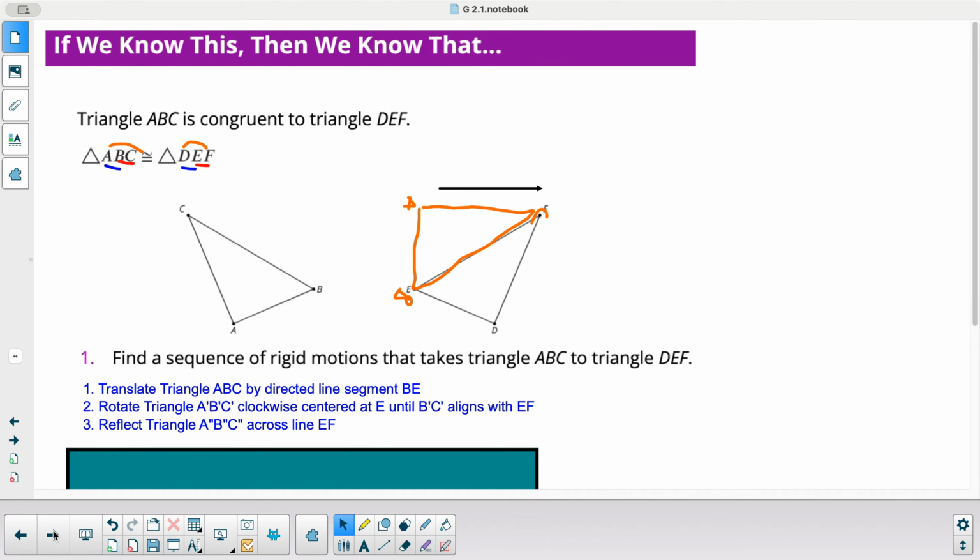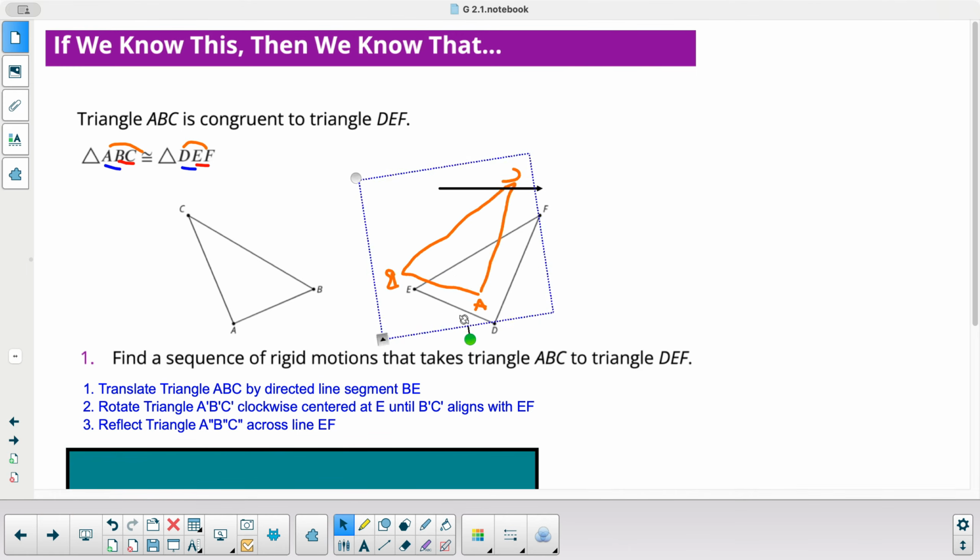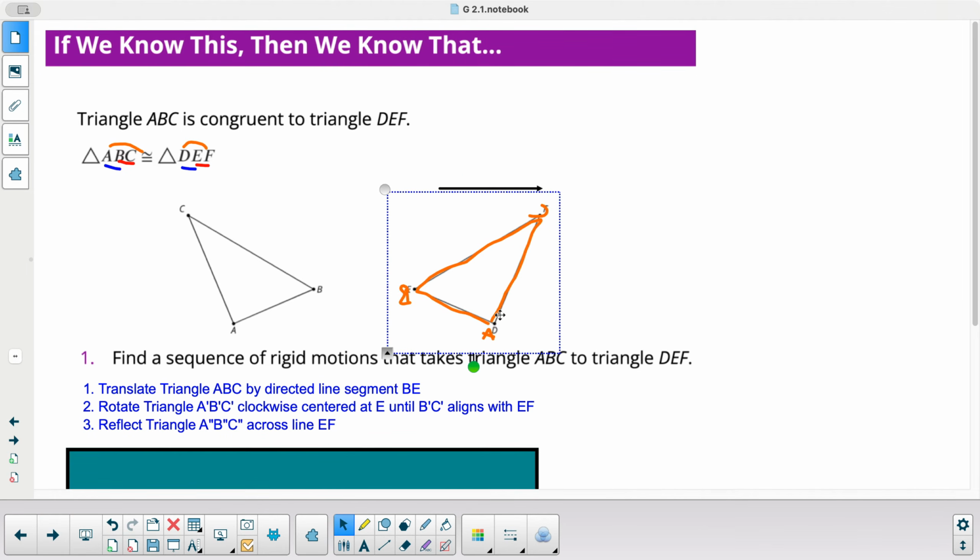Okay. That should be review. But what you should notice here, though, is after I flip this thing, and again, I apologize for this thing not doing it very nice, but A lines up with D, B and E, C and F, okay, just like we said.